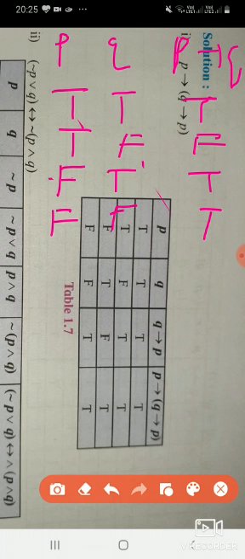Now the same one, Q to P, we are seeing. Q to P: true to true, using this table, it is true. False to true, that is also true. True to false is false. False to false is true.